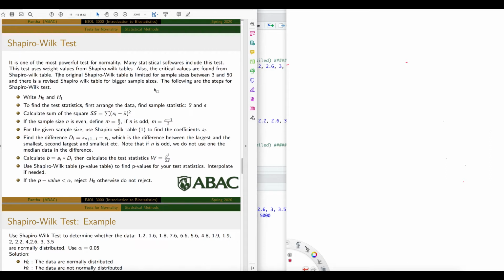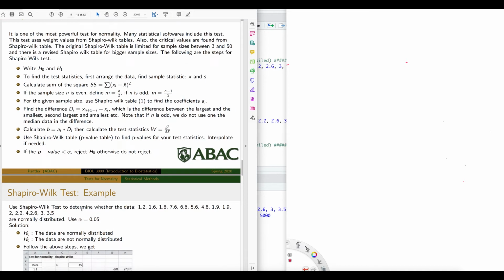The following are the steps for the Shapiro Wilk test. So what you do, you write H0 and H1. I want to pick this example and do all these steps in the example all together. Okay. So suppose you have this data set. There are 15 data points there. And suppose you want to test if these data are coming from a normally distributed population or not. You want to test that, and you want to use alpha equals 0.05.